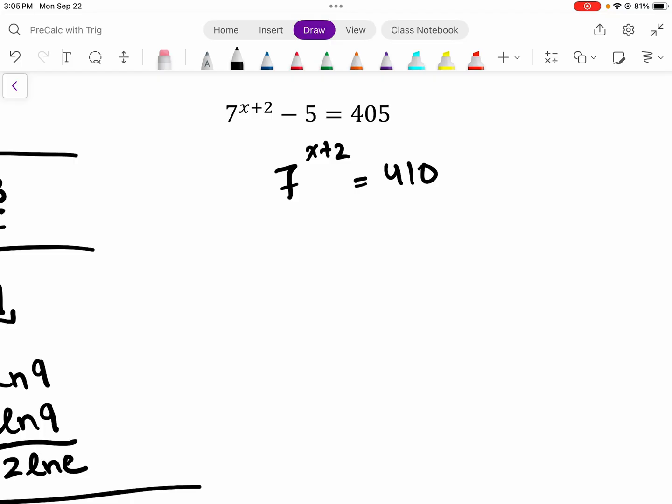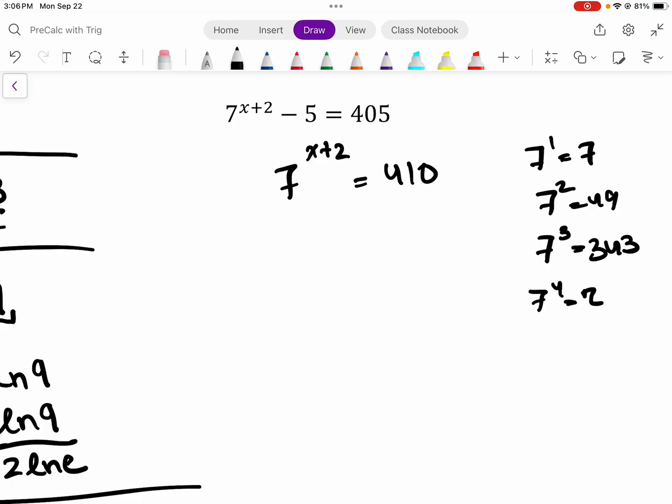I don't think you can use like bases. And the way for you to figure out when I'm able to do that is by maybe making a little table. So for example, 7 to the power of 1 is 7. 7 squared is 49. 7 to the power of 3 is 343. And then 7 to the power of 4 is going to be 2,401. So obviously 410 is somewhere in the middle. So there's no way I can rewrite 410 by using 7.